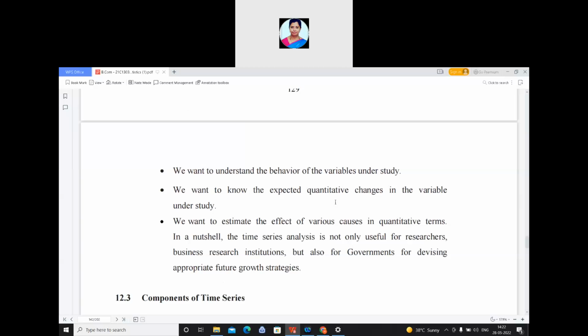In a nutshell, time series analysis is not only useful for researchers but also in all the fields we already stated, such as governments, for devising appropriate future growth strategies. So this is very important for future growth strategies. This time series plays a vital role.